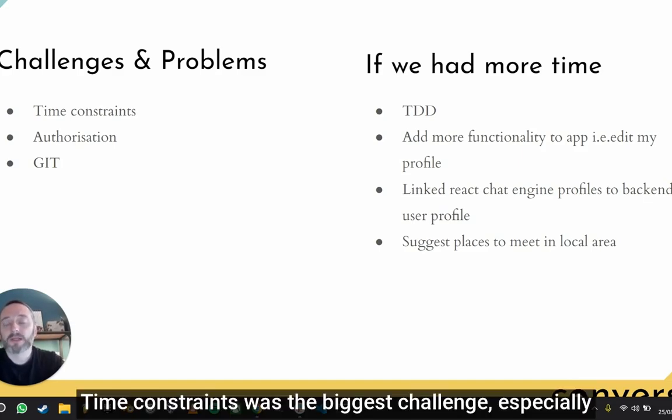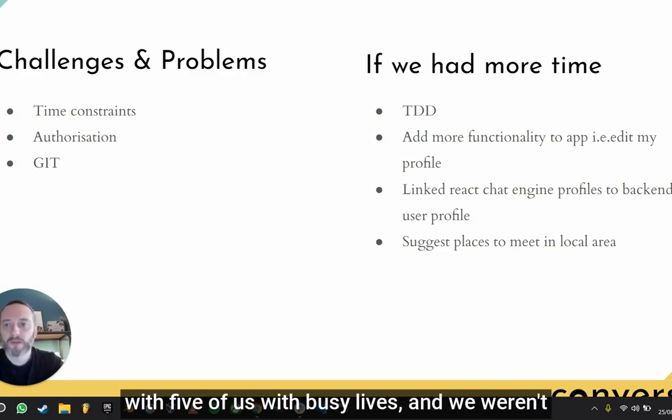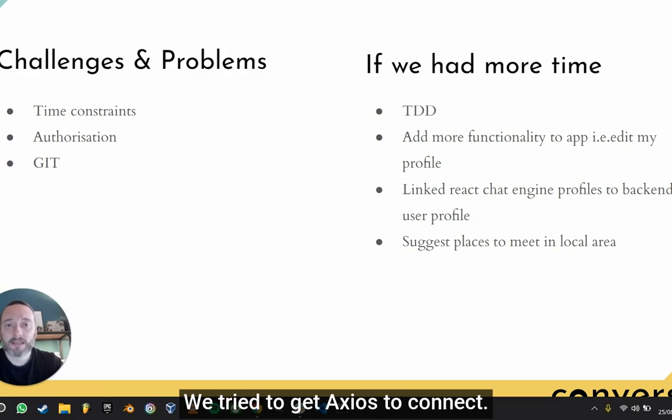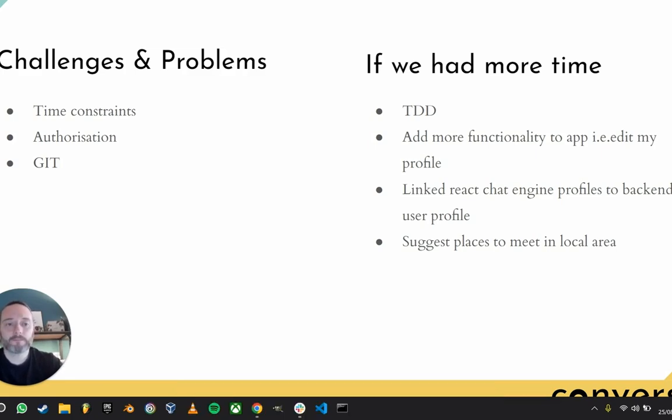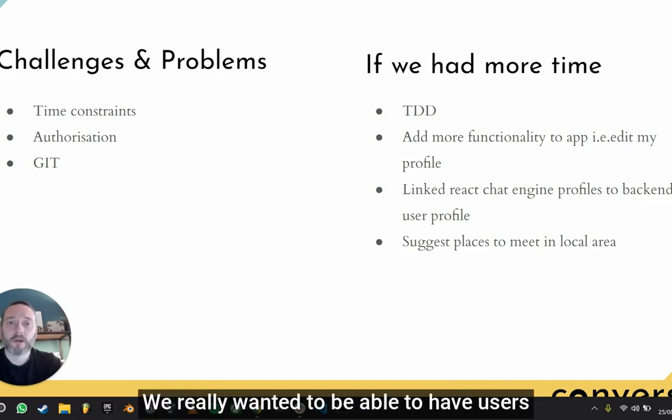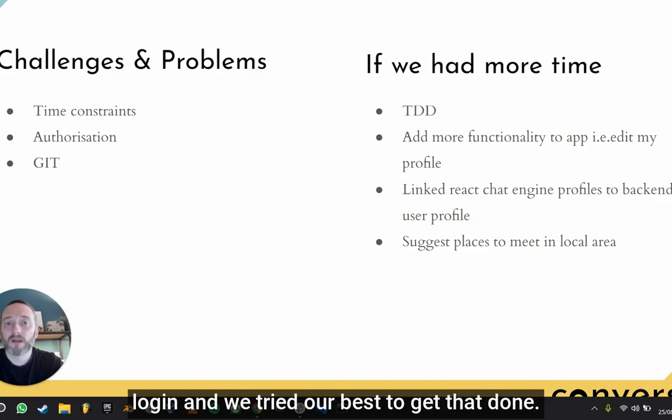Time constraints was the biggest challenge, especially with 5 of us with busy lives, and we weren't able to implement everything that we wanted to. We tried to get Axios to connect, but we couldn't get that done in the end, so we've had to use dummy data for the presentation purposes. Same for authorization. We really wanted to be able to have users log in, and we tried our best to get that done.